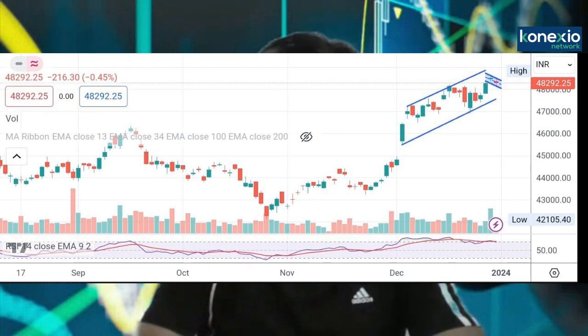So friends, now let us discuss the important support and resistance levels in Bank Nifty for the next week. The first support in Bank Nifty is placed around 48,091. Second support is placed around 47,806. And third support is placed around 47,202.